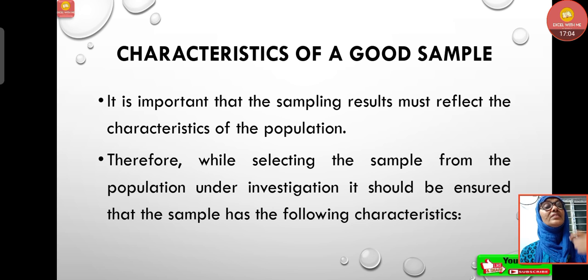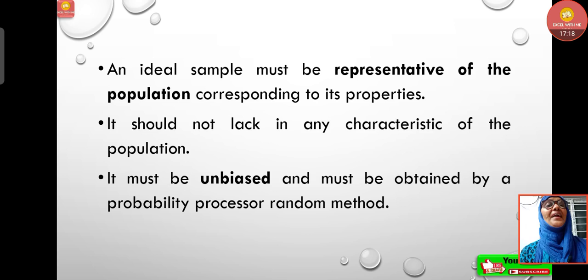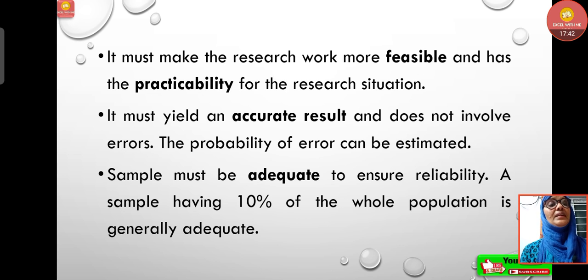Now, what are the characteristics of a good sample? Quickly understand. It's important that the sampling results must reflect the characteristics of the population. Therefore, while selecting the sample from the population under investigation, it should be ensured that the sample has the following characteristics. Number 1, an ideal sample must be representative of the population corresponding to its properties. Representative, that is very important. The second one is, it should not lack any characteristics of the population. It must be unbiased. This is very important and must be obtained by a probability or random method.